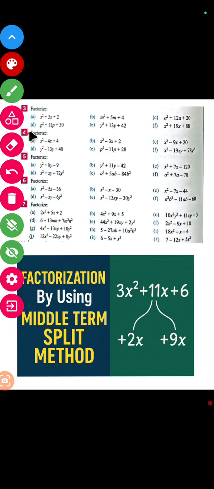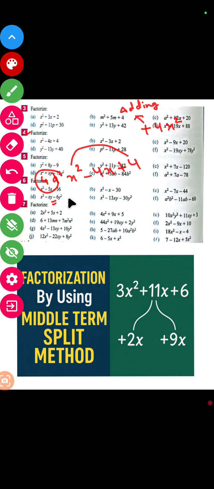Question number 4. In question number 4, let us see the first one, 4a. In 4a we have x square minus 4x plus 4. Over here again you multiply first into last, what will come? Plus 4x square. It means by adding, the middle terms would come. Split the middle term.